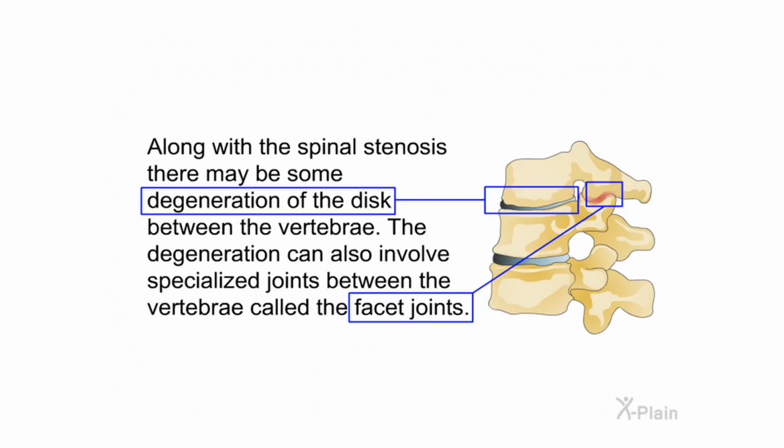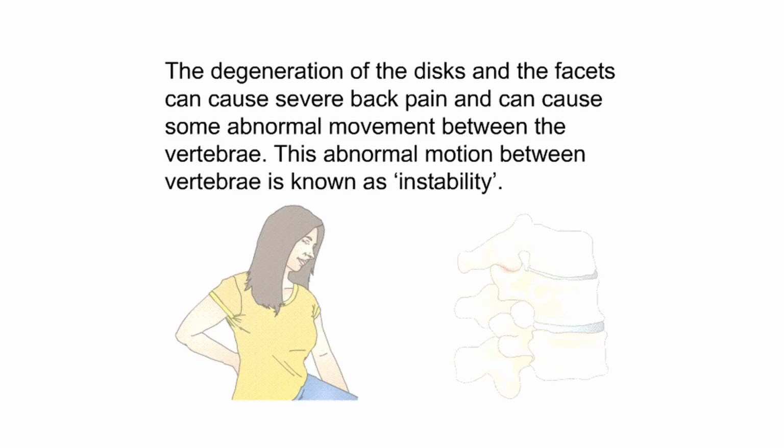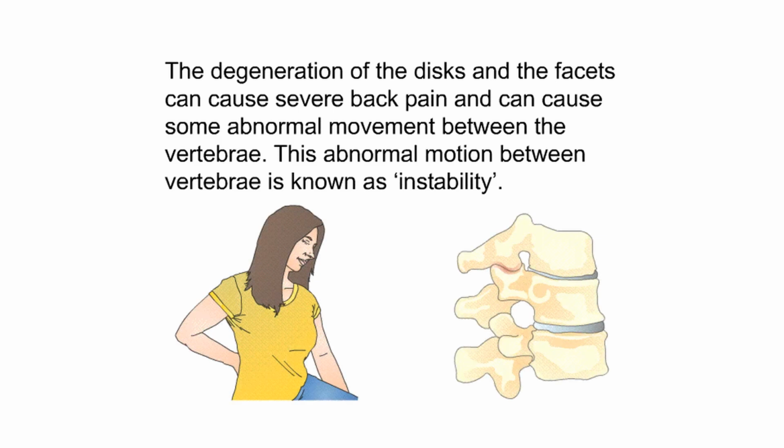Along with the spinal stenosis, there may be some degeneration of the disc between the vertebrae. The degeneration can also involve specialized joints between the vertebrae called the facet joints. The degeneration of the discs and the facets can cause severe back pain and can cause some abnormal movement between the vertebrae. This abnormal motion between vertebrae is known as instability.